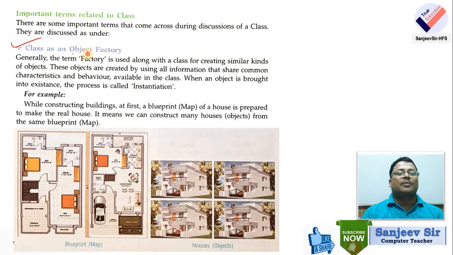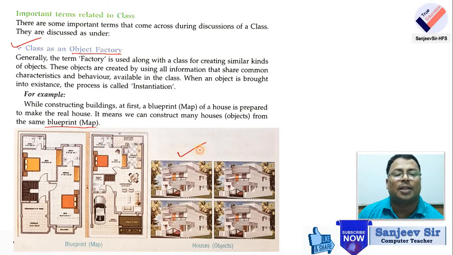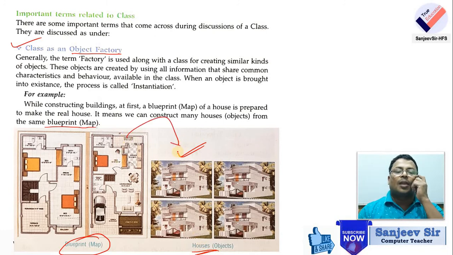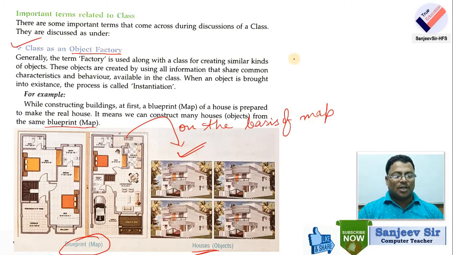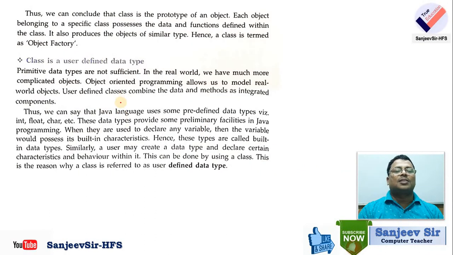So a class is an object factory. How? When we make a blueprint of a map or any building, after making the blueprint for the building construction on paper, we can create the building. That means once we make the map, we can create the house on the basis of that map. Similarly, once a class is defined, we can create different objects from it.